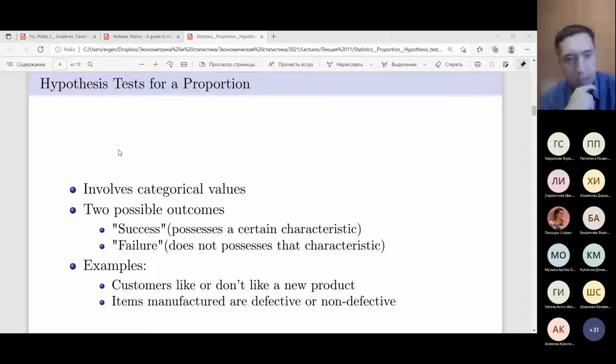For example, customers like or don't like a new product. It could be a binary variable. If customers like it, we enter 1. If customers don't like it, we enter 0. Repeating this for each customer, we can create a binary variable. Another example: items manufactured are defective or non-defective. For instance, I could use 1 to denote a defective item and 0 to denote non-defective items.